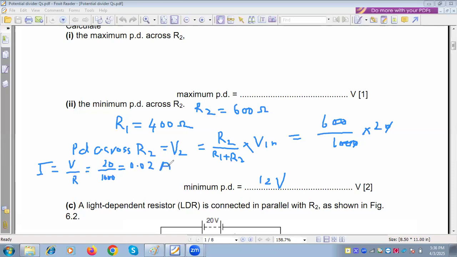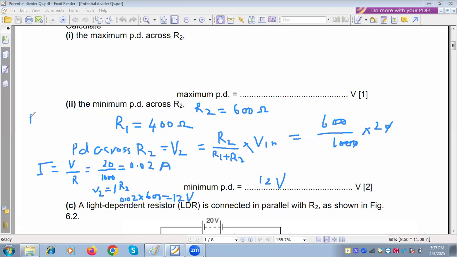So what is V2? V2 is I R2, which is 0.02 into R2, which is 600. So again the answer is 12 volt. You should remember, when I is constant in a series circuit, the same current flows through the battery, R1 and R2.